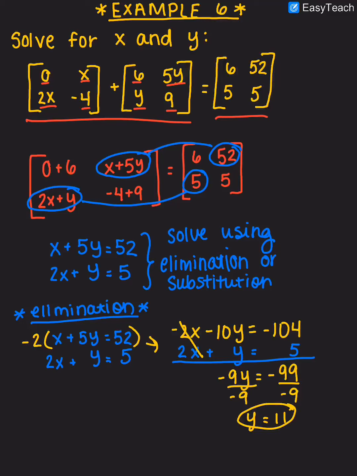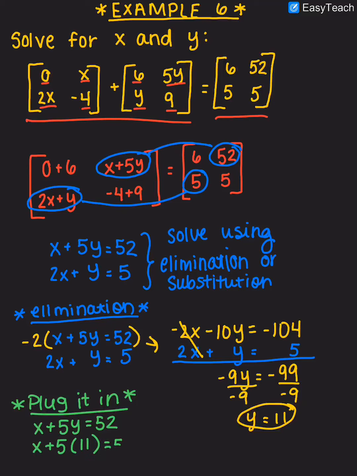Now we're almost done, and the second step is always easier. So now you can choose whatever of your original equations that you'd like to work with, and we're going to go and plug this back in. So for our very last step, I'll use green this time. We're going to plug it in. I'll use the x plus 5y equals 52. So I'm doing x plus 5 times 11 equals 52.